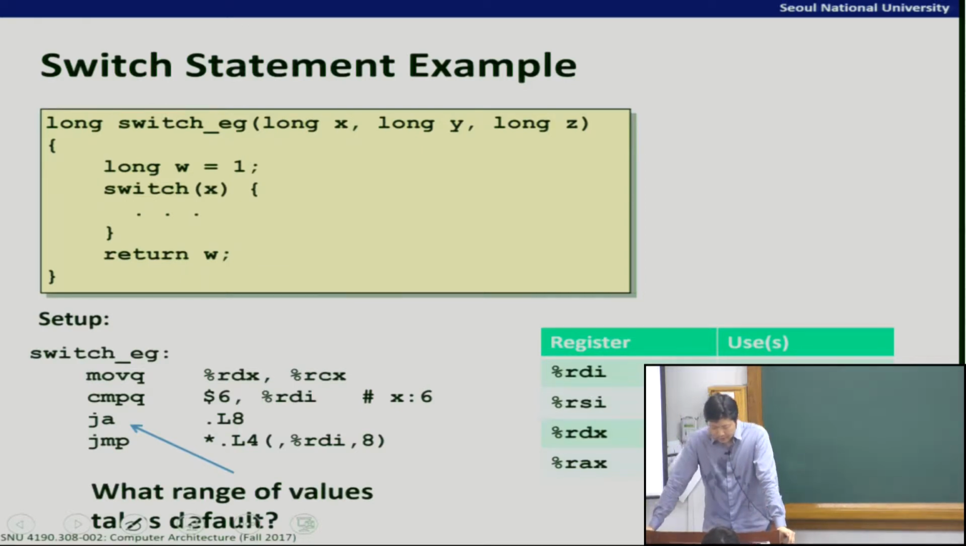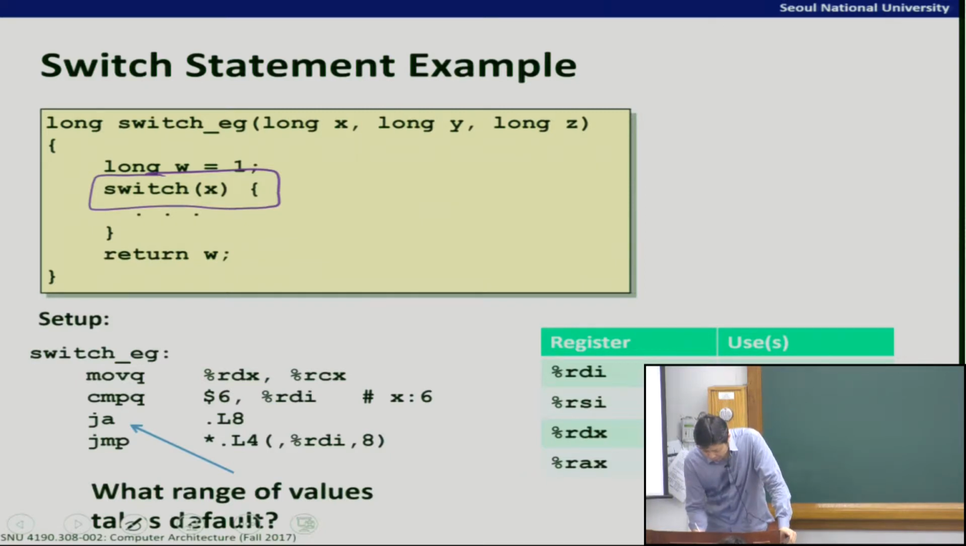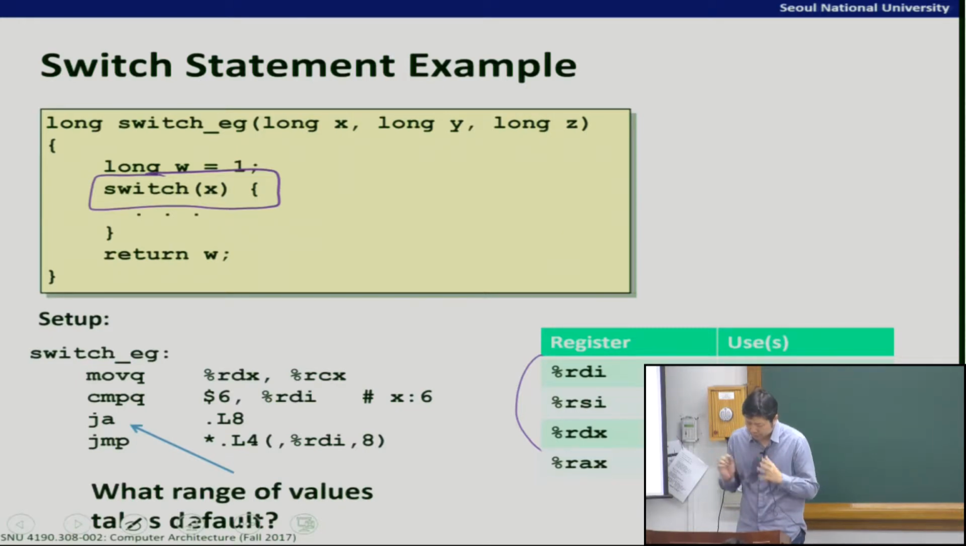So here is a typical implementation of a switch statement. Let's assume the arguments x, y, and z are stored in the RDI, RSI, and RDX registers, and RAX holds the return value, because in this case the return value is w. That's the assumption.